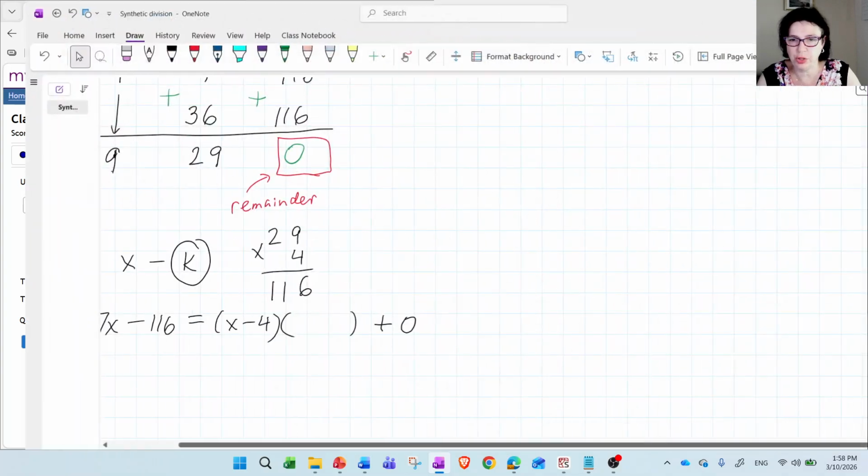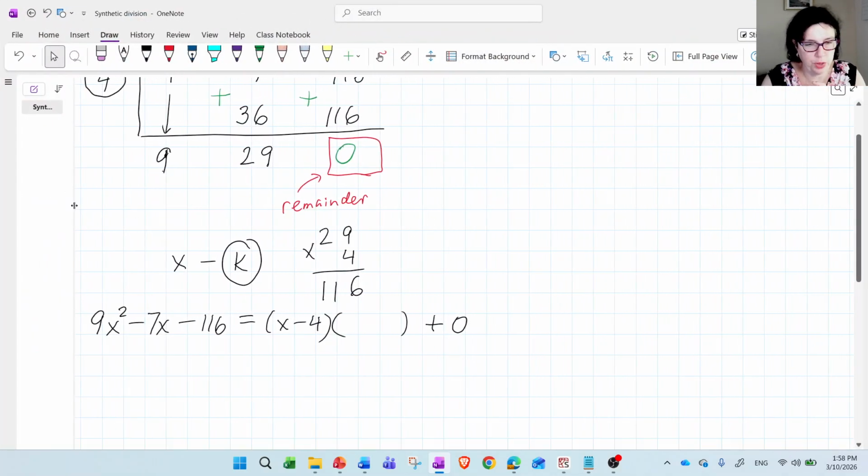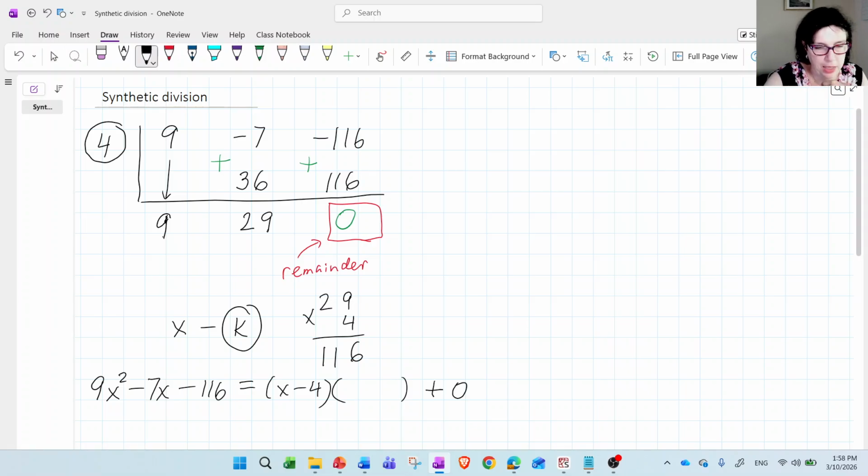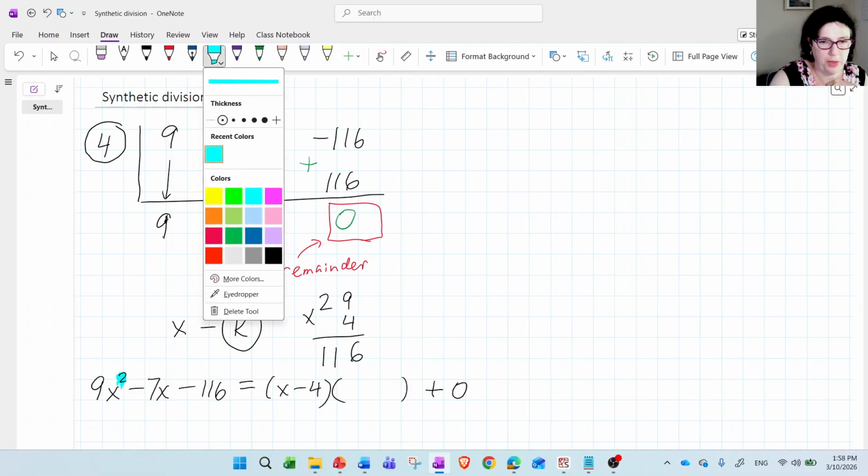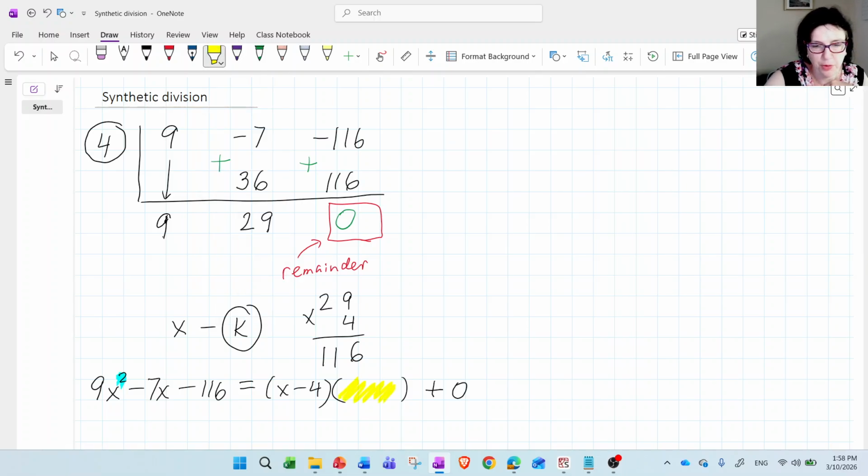Okay, so what is this quotient? Well, what you need to think about is basically, in the beginning, you started with a polynomial of degree 2. Now this one right here, whatever is going to be in here, has to be degree 1 less. In other words, it's not going to have a square term. It's only going to have an x term and a number. But what's the x term? Well, it's going to be right here. So you just basically add a little x here. And that's how you reconstruct the quotient from the answer.